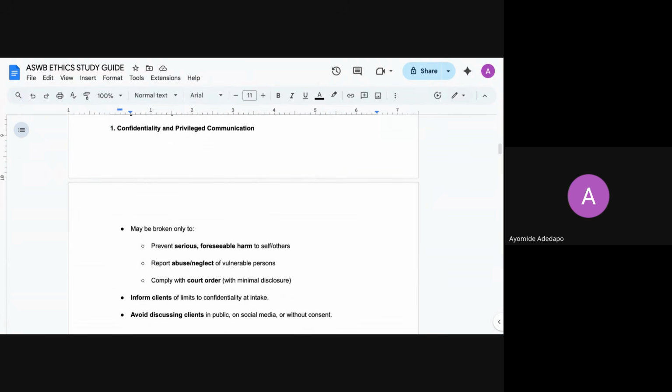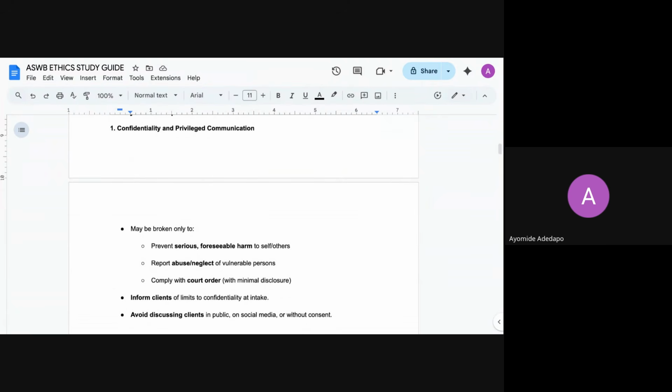So for example, we can break confidentiality if it is to prevent a serious or foreseeable harm for a person or someone else, when we see abuse or neglect of a vulnerable person, or when we get court orders. So let's go with the first one. If we have a client telling us, hey, I just wish all my classmates were gone, we're not going to report that. We need to monitor that.